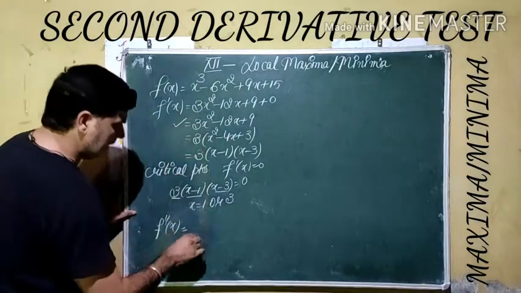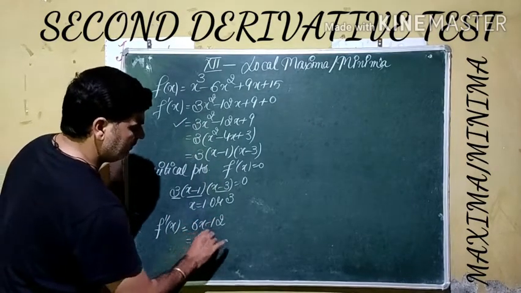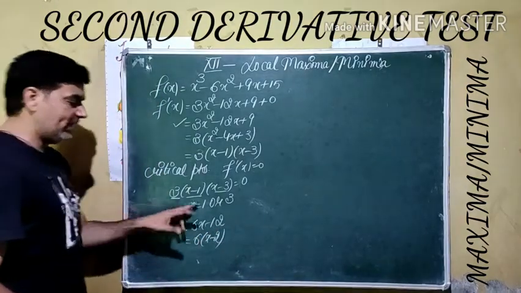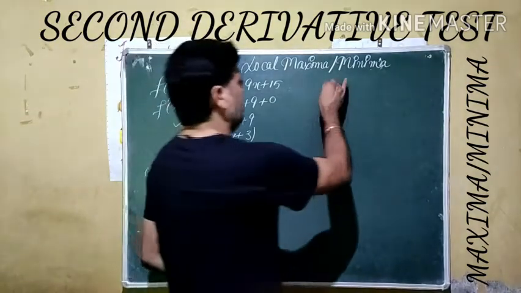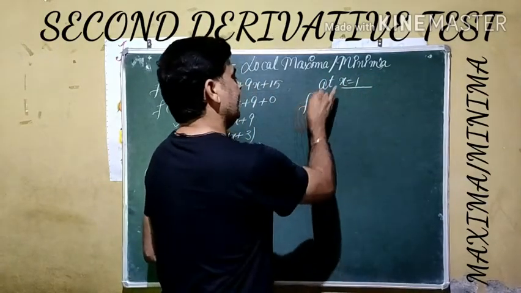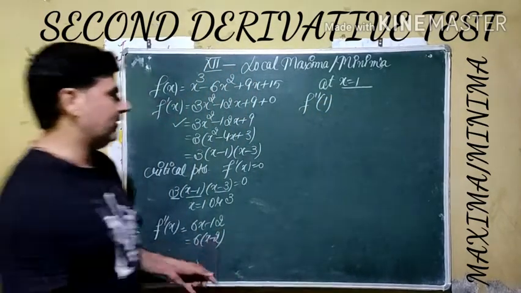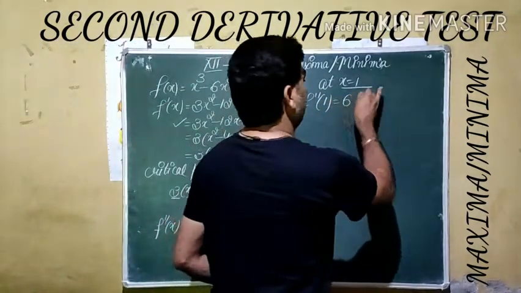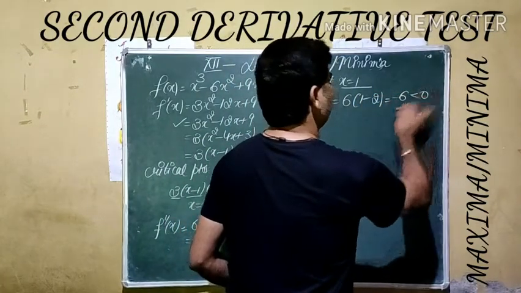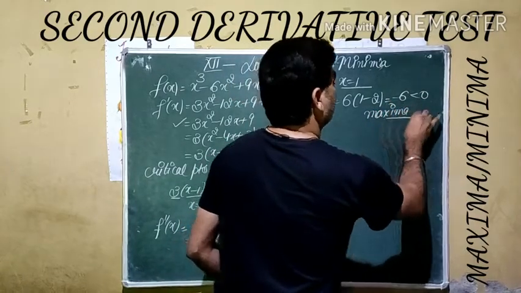From here, the second derivative becomes 6x minus 12. Here 6 is common, so it becomes 6 times (x minus 2). Now we have to apply the testing points. The first testing point is 1. If we use it in the second derivative, given by 6 times (x minus 2), and simplify, we get the final answer minus 6, which is less than 0. This means it is a point of maxima.